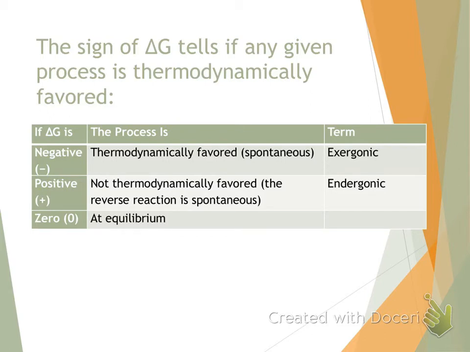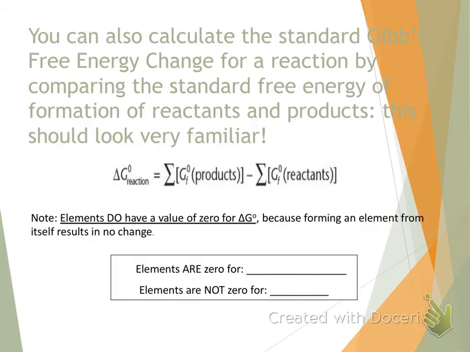If we have a positive delta G, we are not thermodynamically favored. The reverse reaction is going to be thermodynamically favored, though. That would be the spontaneous reaction, not the forward direction. Positive delta G can also be called endergonic when we have that non-spontaneous reaction. And lastly, when we have a delta G of 0, that just simply means we're at equilibrium. Neither direction is favored more than the other.